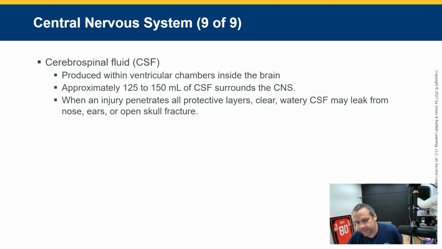So cerebral spinal fluid, we can also call this CSF. This is a clear fluid that's produced inside the chambers of the brain called ventricles. At any given time, there's approximately 125 to 150 milliliters that surrounds the brain and the spinal cord. The CSF does a good job cushioning and nourishing the nerve tissues. So any type of severe trauma can tear that protective membrane and allow the fluid to escape through the nose, the ear, or potentially an open skull wound.